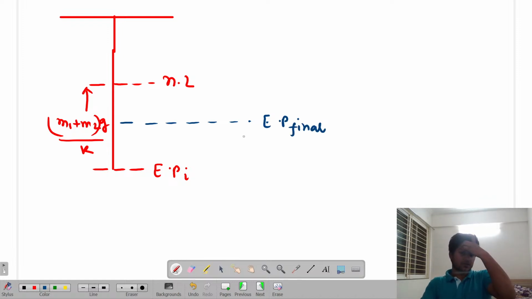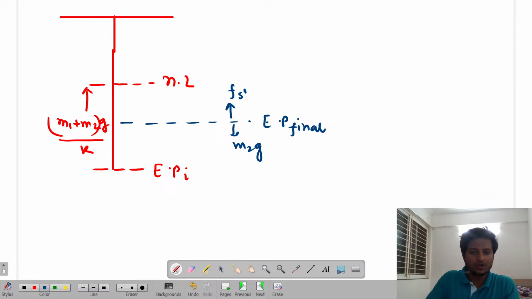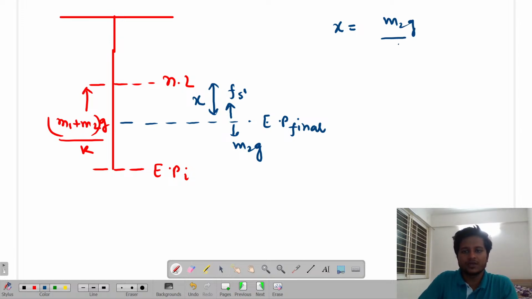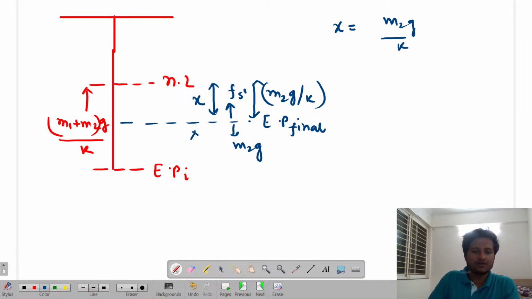Over here at the equilibrium point, the new upward spring force must be equal to the downward force, which is m2g. So this much expansion x must be equal to how much? M2g by k. So how much have I lifted up?